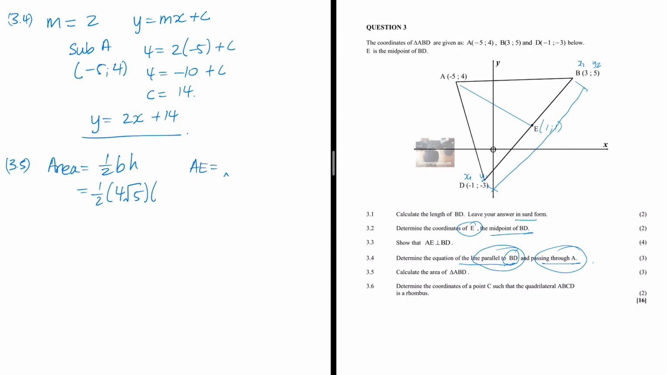So AE is going to equal the square root of x2 minus x1, so let's go with minus 5 minus 1 all squared, plus y2 minus y1, so 4 minus 1 all squared. So that's going to be 6 squared, 36, and 3 squared, 9. So that's going to be 3 square root 5. And we just substitute. So 3 square root 5 is our height. And that's going to give us an answer of 30 units squared.